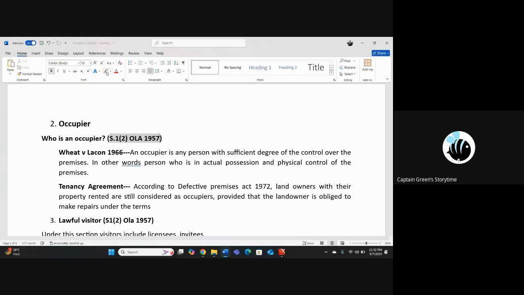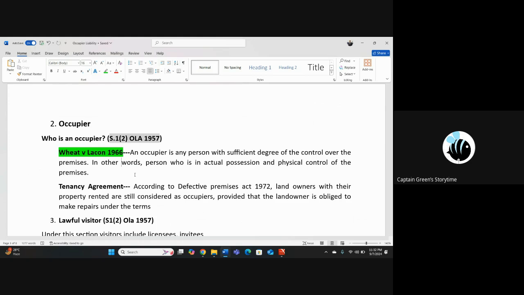Okay, please note this. Now we have two cases here. One case is Wheat versus Lacon. You must mention this case in your problem question. This is one of the most important cases to get marks for the occupier. Who is an occupier? According to this case, an occupier is any person with a sufficient degree of control over the premises. In other words, a person who is in actual possession and physical control of the premises.